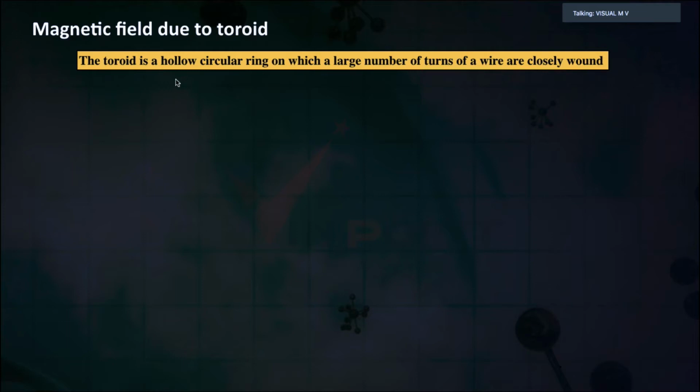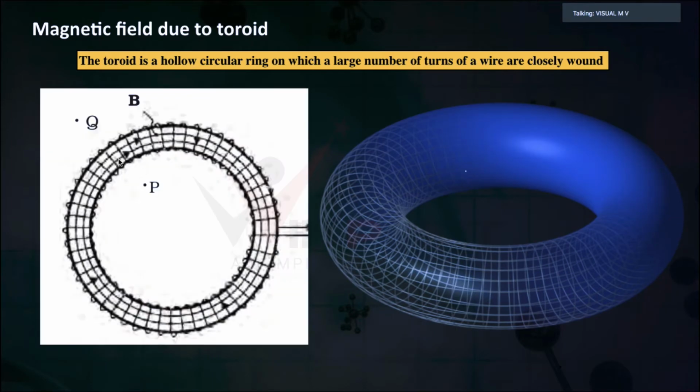A toroid is a hollow circular solenoid, a solenoid in the shape of a circle. It has a large number of turns. It will look like this. These are loops. The solenoid we have converted into a circle, a spring in the form of a circle.